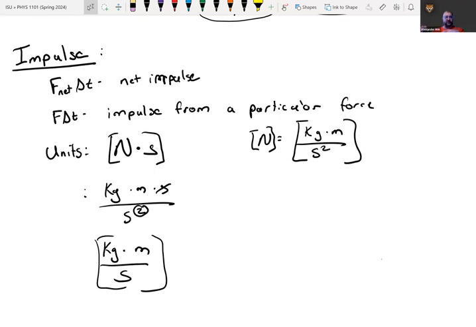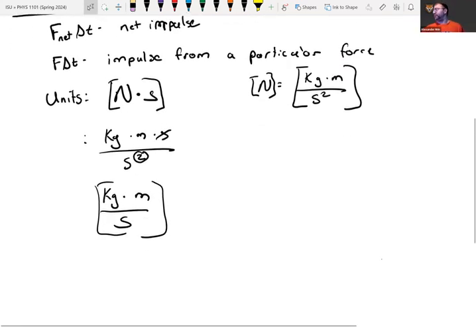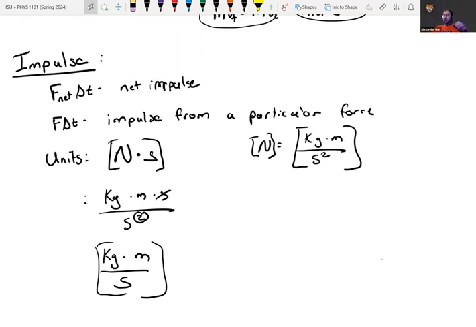Okay, so that's the idea behind this. All right, so this would be that's what impulse is. Now this is similar to work, and work was force applied over a distance. Impulse is a force applied over a particular unit of time.